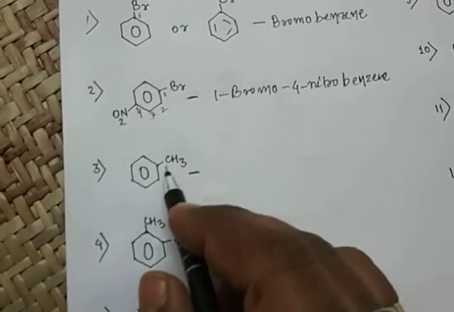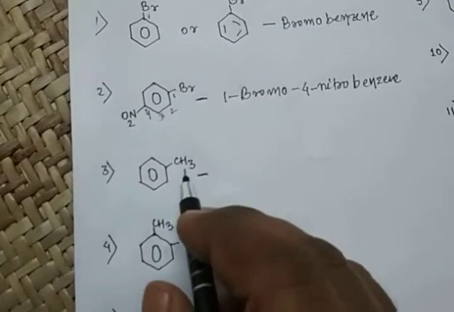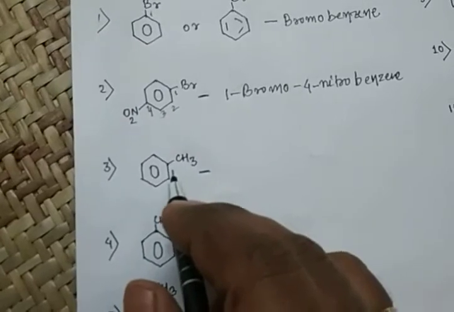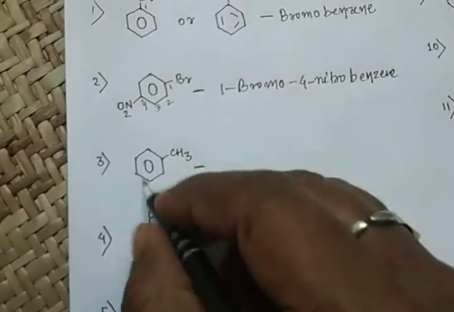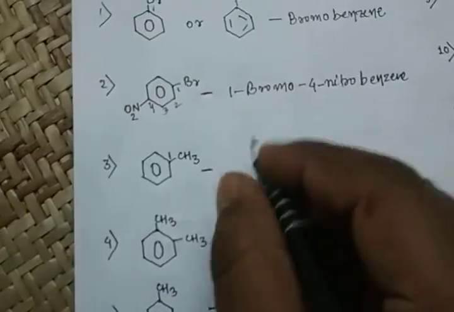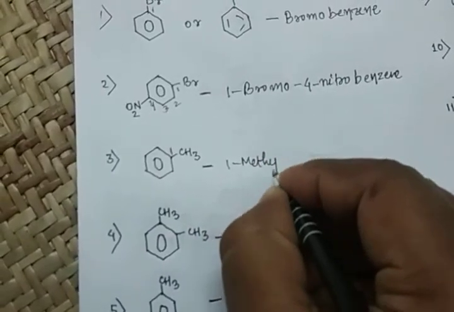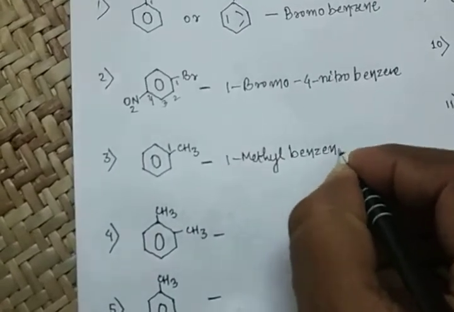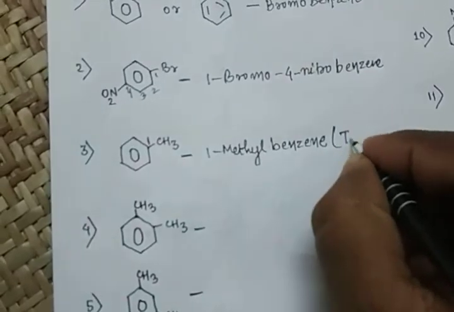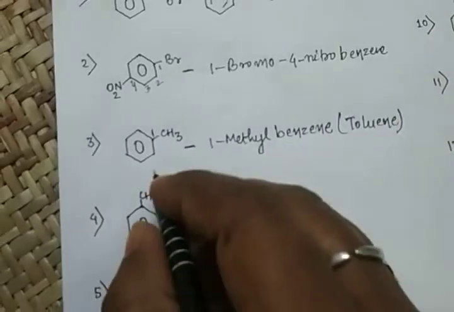Okay. Now only one group is there. It means this is in para position. This is not in ortho position. If one group is there, it is always in para position. So only one group is there, it means the position is 1. So 1 methyl, and the ring is benzene. And the common name of this formula is toluene. Toluene. The common name of this formula is toluene.